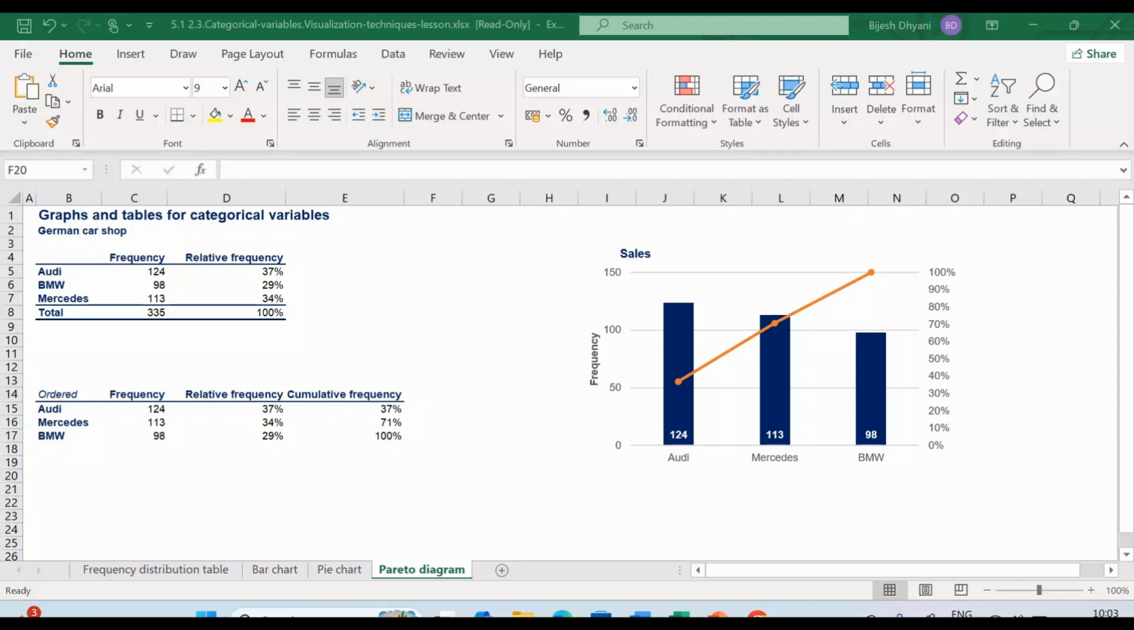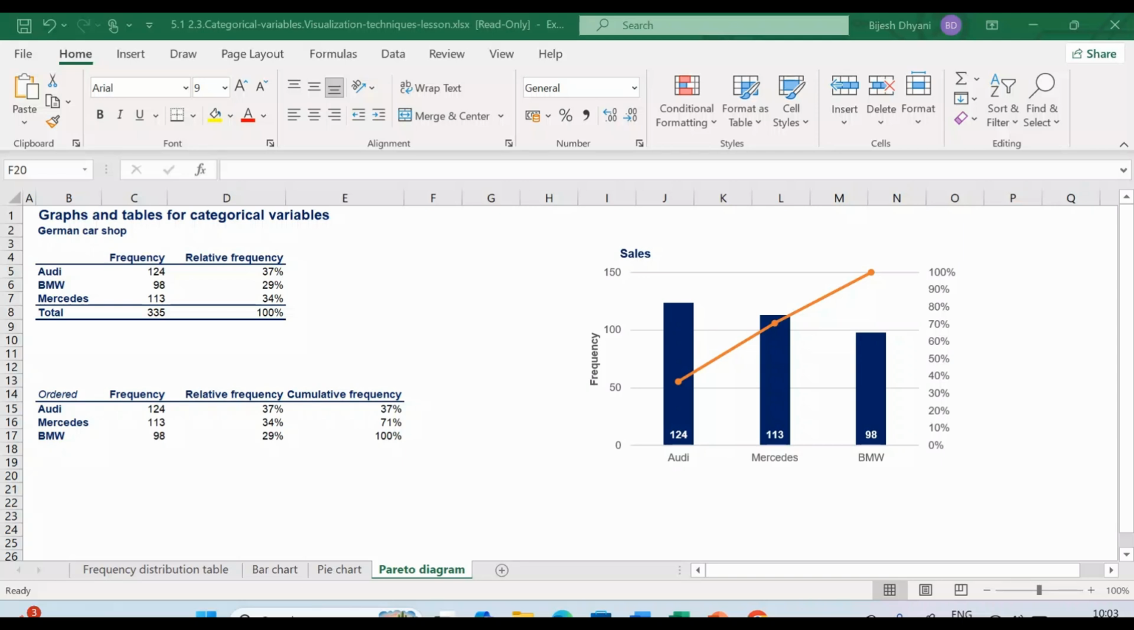To create a Pareto diagram, let's go back to our frequency distribution table and order the brands by frequency. We have already ordered it: the Audi sales are 124, Mercedes 113 and BMW 98. So we have sorted it in descending order.